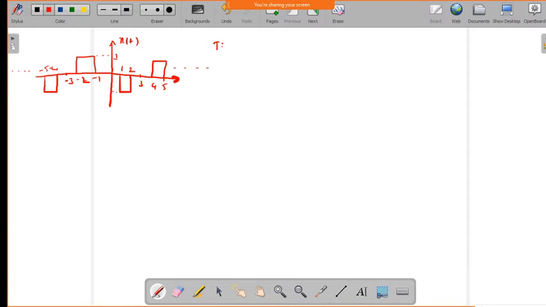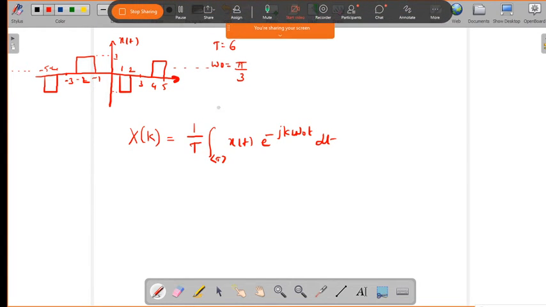So now we have found out T also, which is 6, and omega naught which is equal to 2 pi by T, which is equal to pi by 3. Okay, so this you have done. So have you found out the x of k? Anybody? What is x of k? Hello? Anybody have found out? Okay, so if you have not found out, we will try to solve this one.